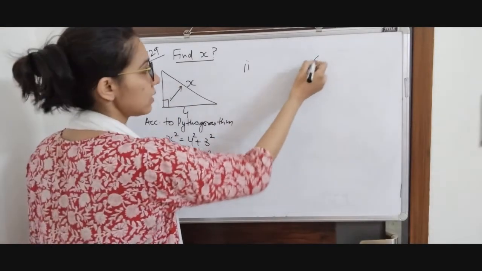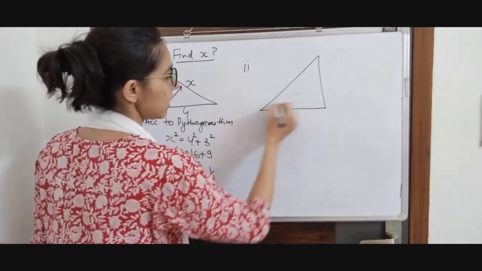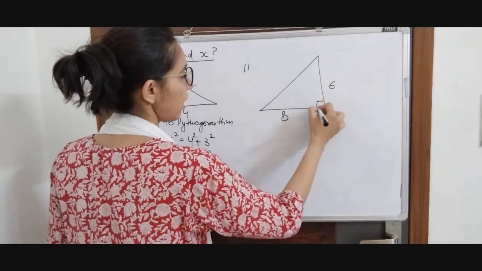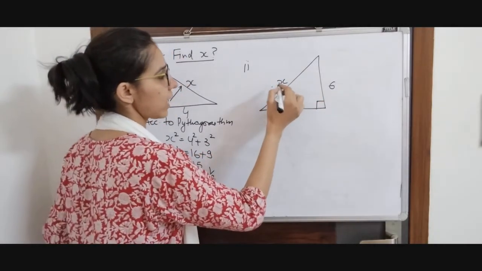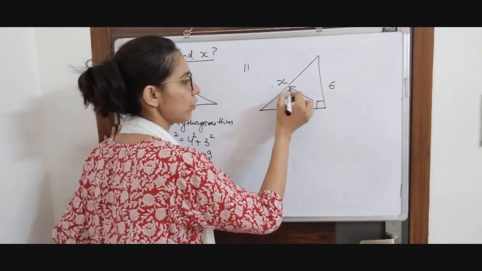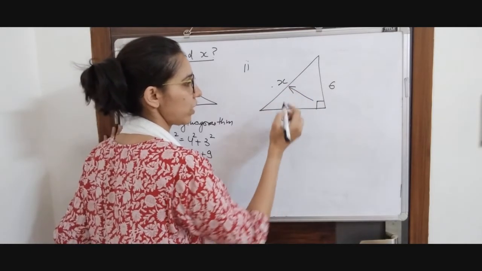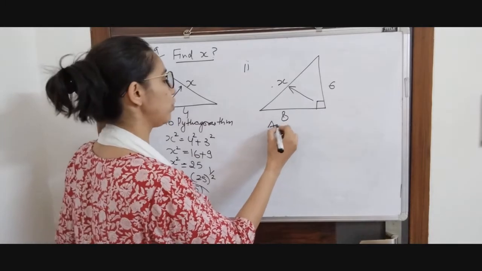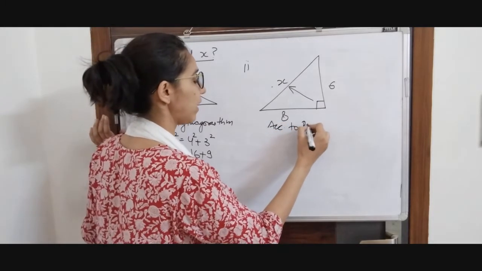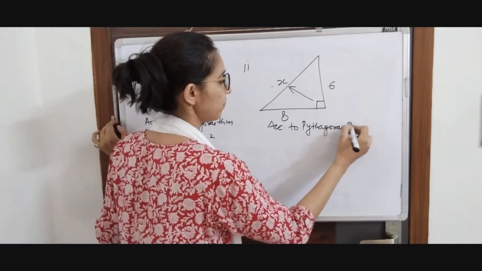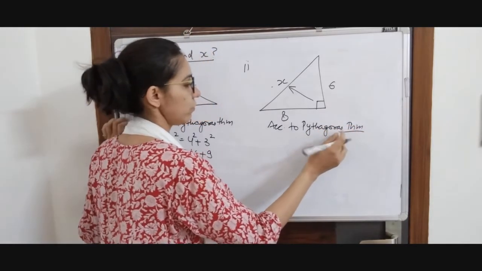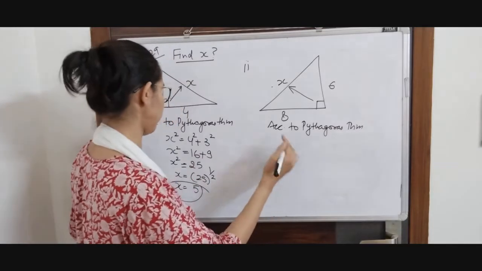The second part is like this, 6, 8 and this is your x. Now you have to find out whether this side is the hypotenuse or not. We will check. It is opposite to the right angle. So according to Pythagoras property, Pythagoras theorem, we are saying theorem because it is proved.